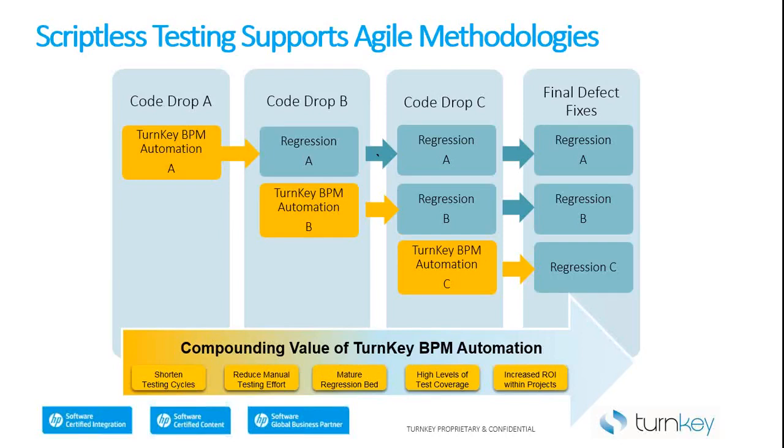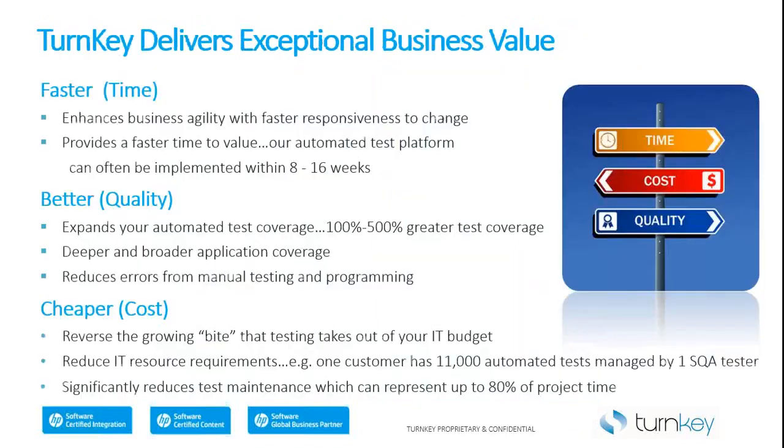It reduces and, in fact, often can eliminate manual testing. You develop a very mature regression bed that can be used over and over again because we can maintain it. This leads, again, to higher levels of test coverage, and that all translates into ROI. So to summarize, it's all about faster, better, and cheaper, right? How do I do things faster without sacrificing quality, but actually extend quality and expand your test coverage?